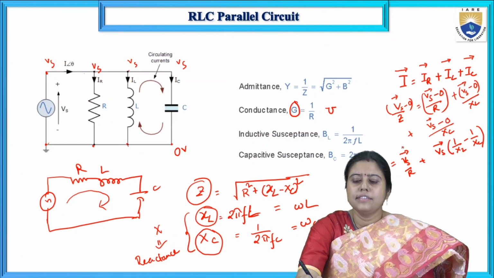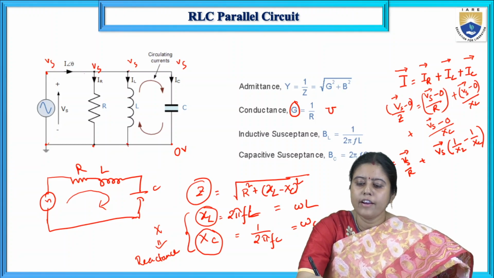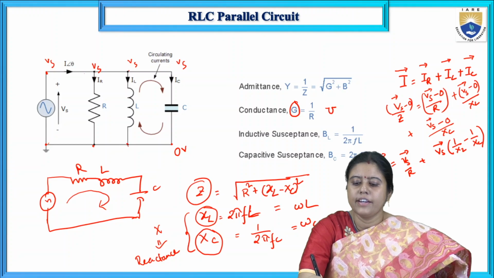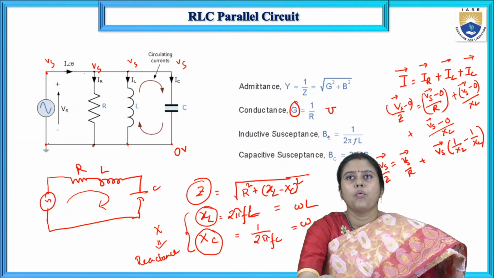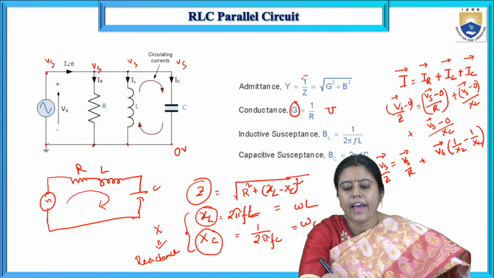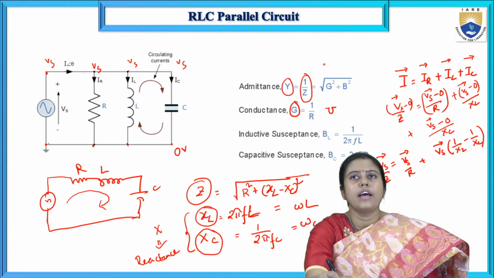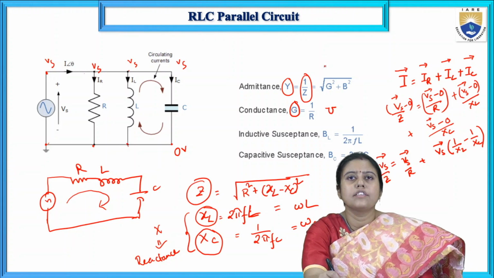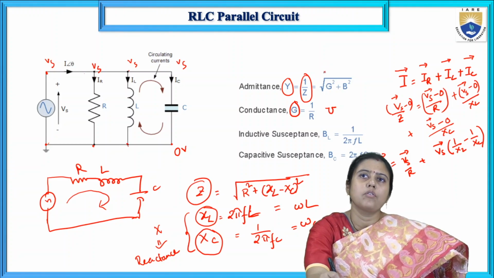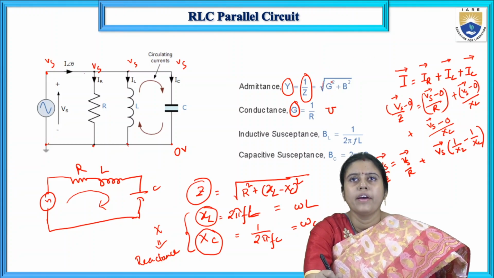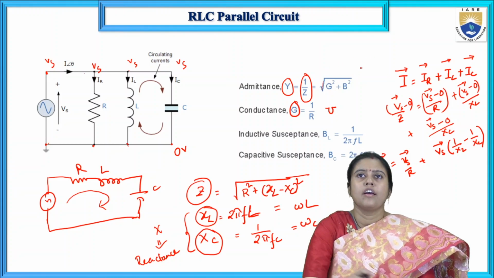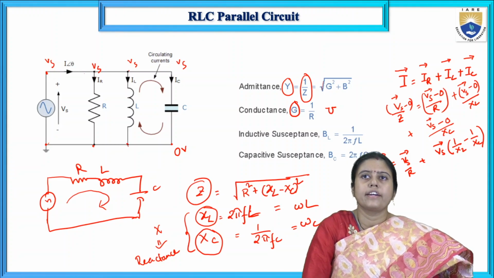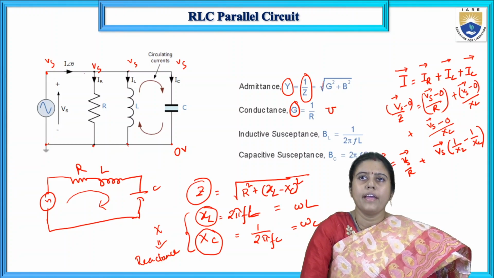What is 1 by Z? Here on this side we are getting VS by Z. So 1 by Z we are writing as Y. Y is known as the admittance of the circuit, equal to 1 by Z, which is equal to the square root of G square plus B square. And conductance G is equal to 1 by R.